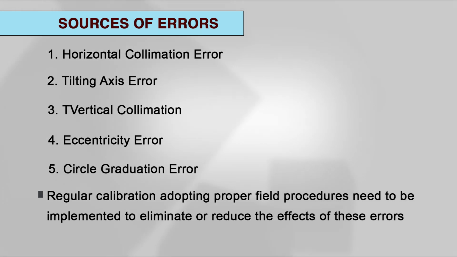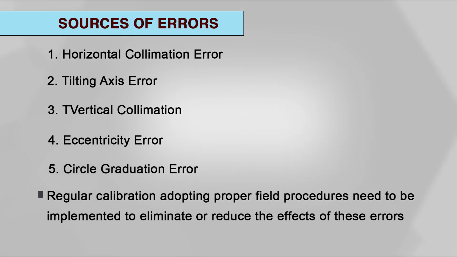The next instrumental error is the circle graduation error. Non-uniform graduation around the circumference of a circle, horizontal or vertical or both, causes error in both circle measurements. These errors are also small and are minimized or eliminated by taking measurements at different locations of the circle.